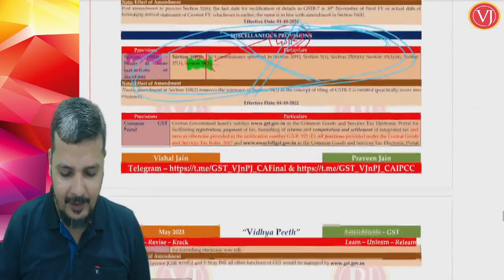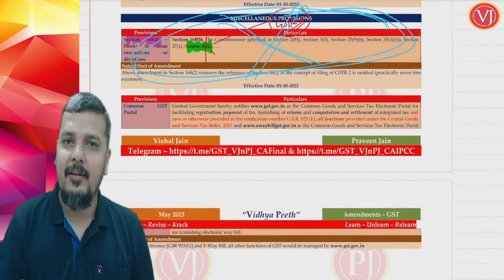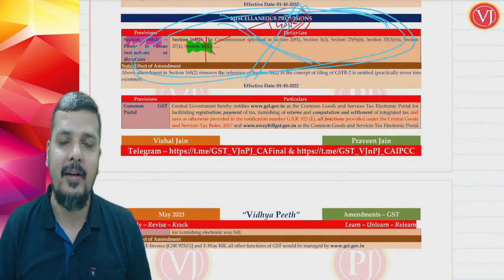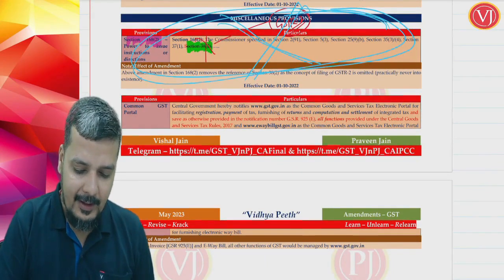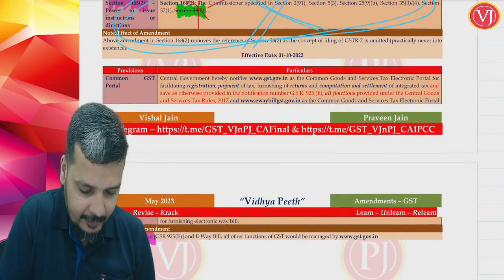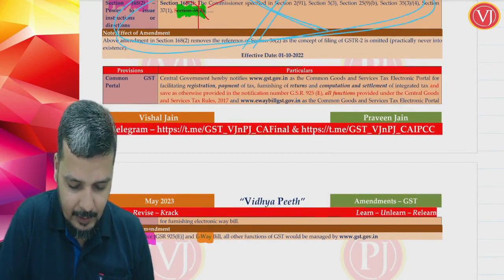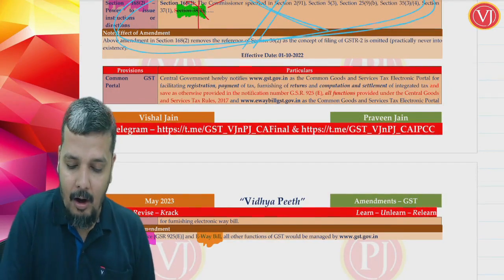Even if you see miscellaneous provisions, what is being said is, what are the three portals that you have? One is your e-invoicing portal, which will handle e-invoicing matters. One is your e-Waybill portal, which will handle e-Waybill matters.